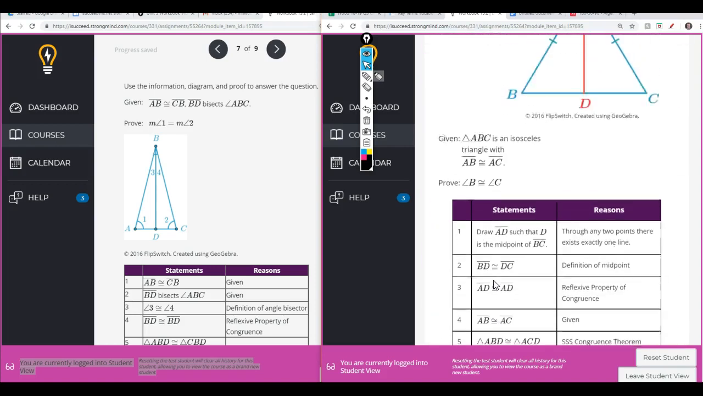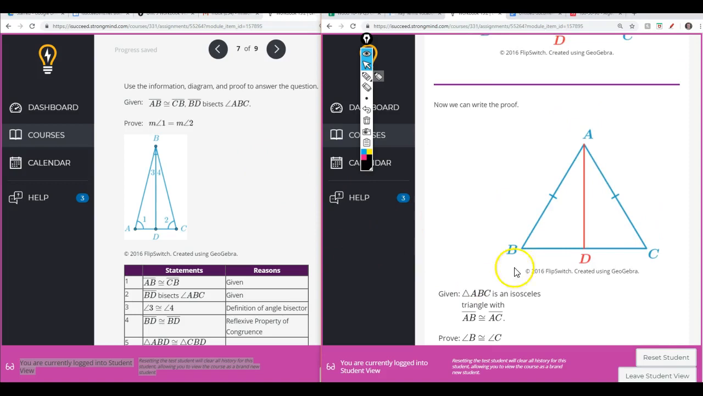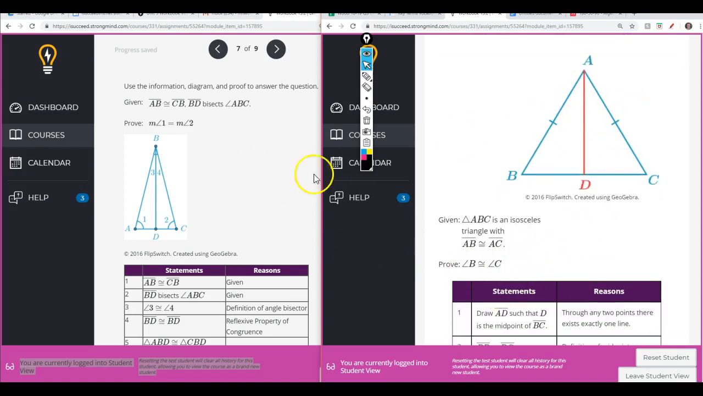So, let's compare. The pictures look very, very similar, and it's still wanting us on this one to prove that angle B is congruent to angle C, which is where the measure of angle 1 and measure of angle 2 is located. So this is set up very similarly.